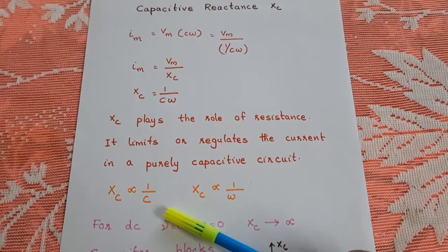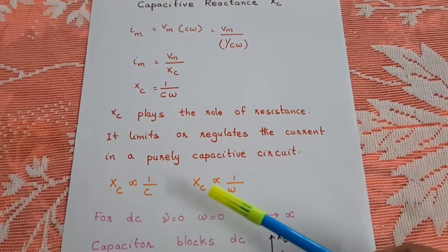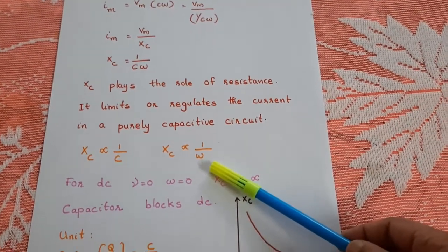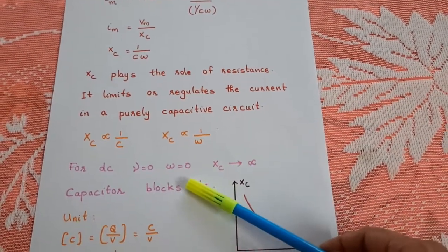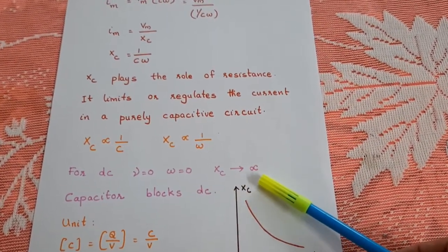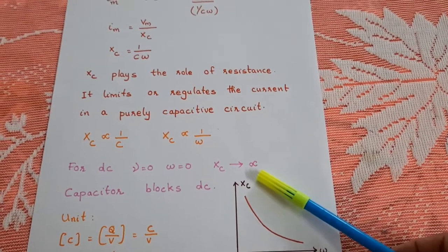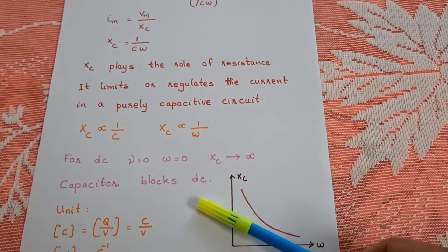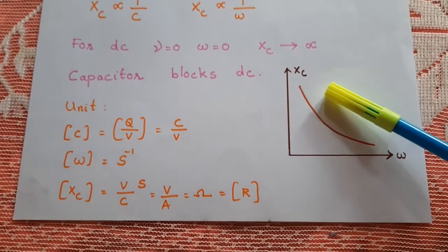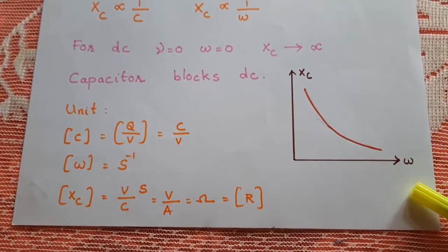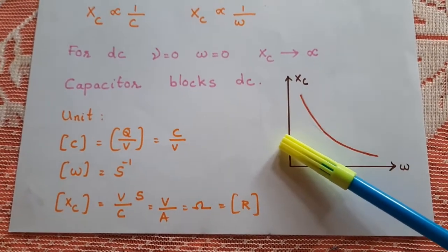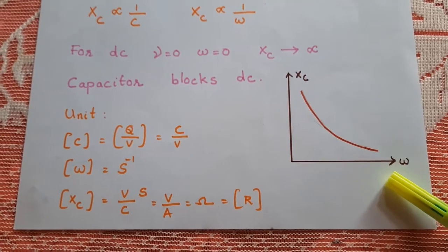Xc is inversely proportional to C. It is also inversely proportional to angular frequency omega. For DC, frequency is 0, so Xc tends to infinity. So a capacitor blocks DC. As Xc is inversely proportional to omega, the graph between Xc and omega is a hyperbola.